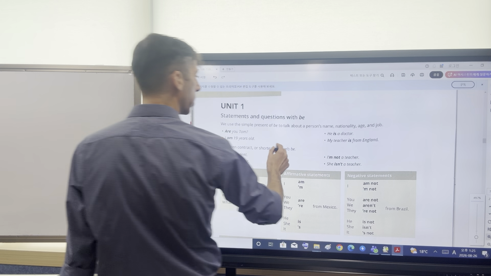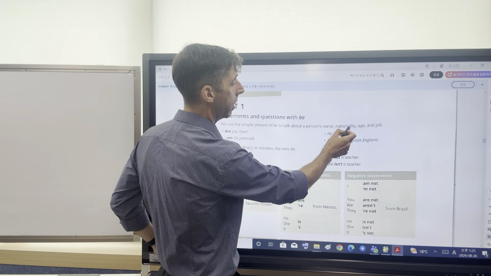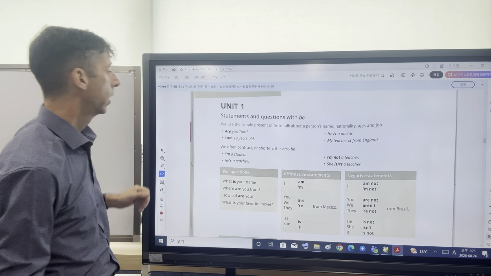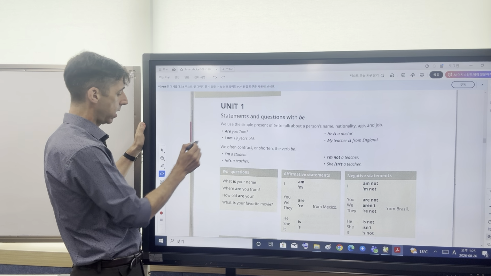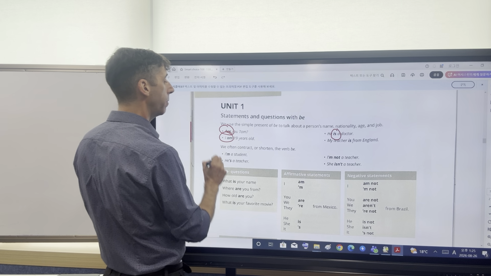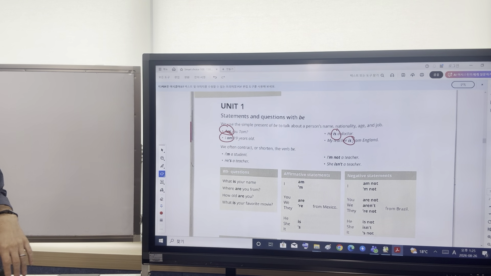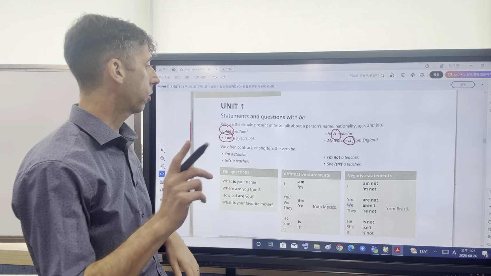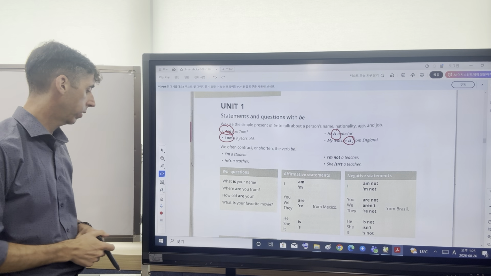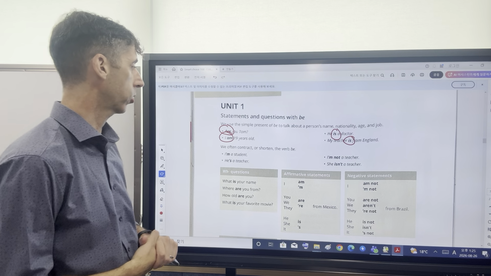Unit 1, are you Tom? We use the simple present of be to talk about a person's name, nationality, where they are from, age, and job. Okay, so are you Tom? He is a doctor. I am 19 years old. My teacher is from England. Okay, so the verbs are, is, am are used a lot when we are using the present tense and talking about self-introductions.